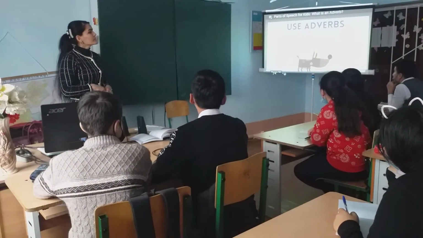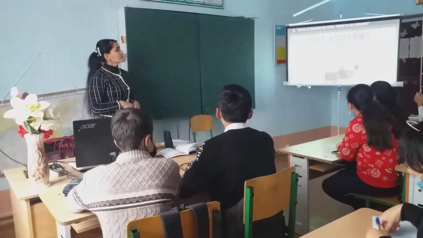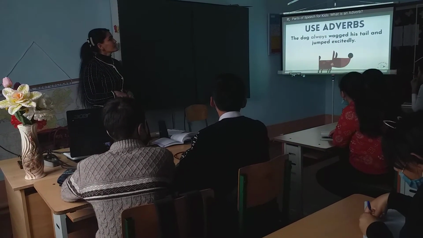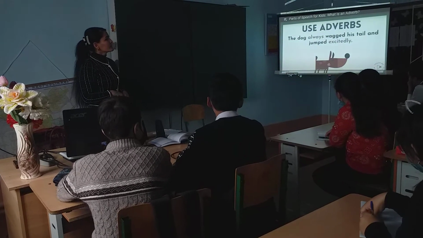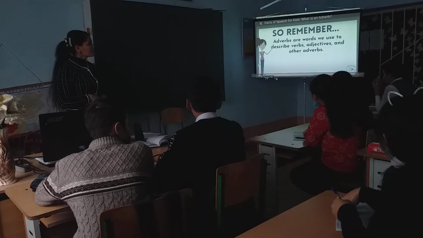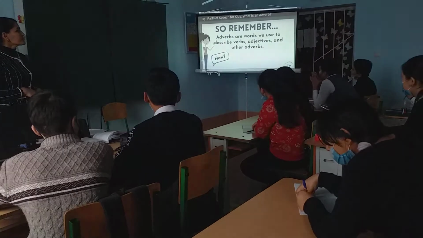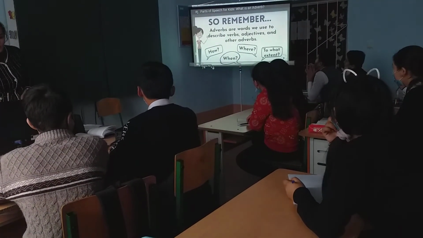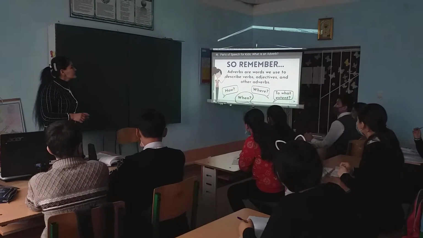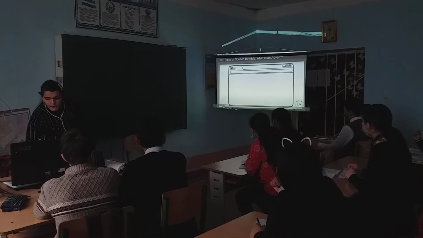There are many ways you could add adverbs to this sentence. You might say the dog happily wagged his tail and jumped up and down. Or maybe the dog always wagged his tail and jumped excitedly. So remember, adverbs are words we use to describe verbs, adjectives, and other adverbs. They help answer questions like how, when, where, and to what extent. Detailed and interesting. Check out the other videos in this series to learn more.